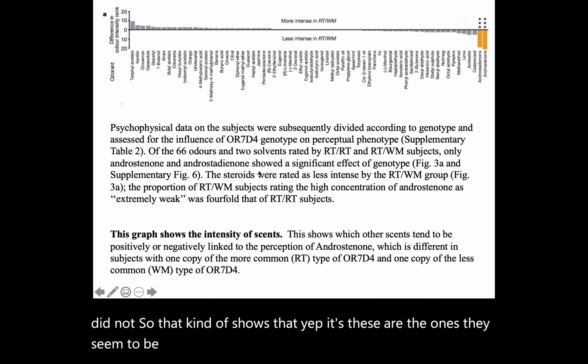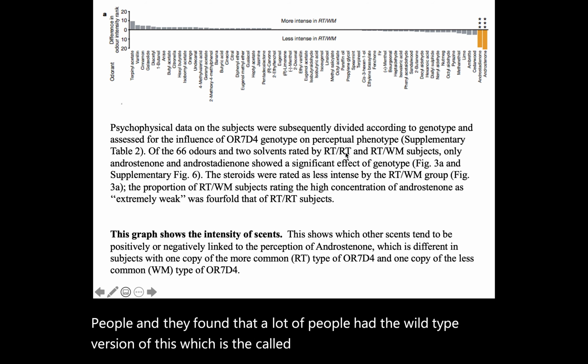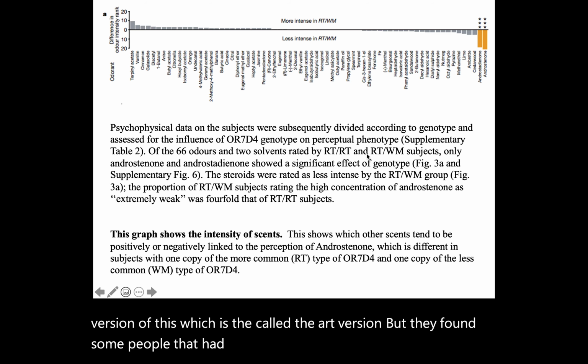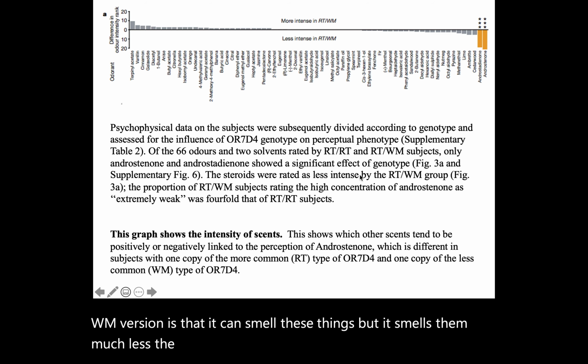And then interestingly, they looked in people, and they found that a lot of people had the wild type version of this, which is called the RT version. But they found some people that had the RT-WM version. And the point of the WM version is that it can smell these things, but it smells them much less. The RT version smells them very strongly.